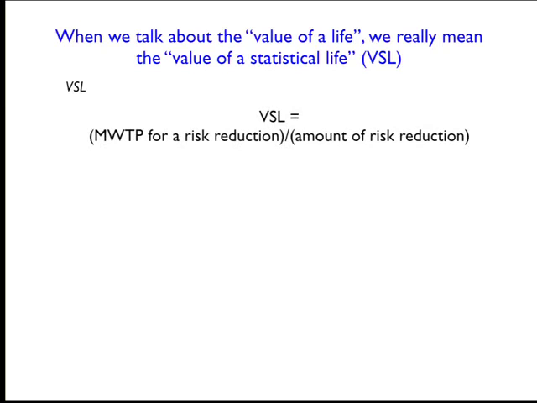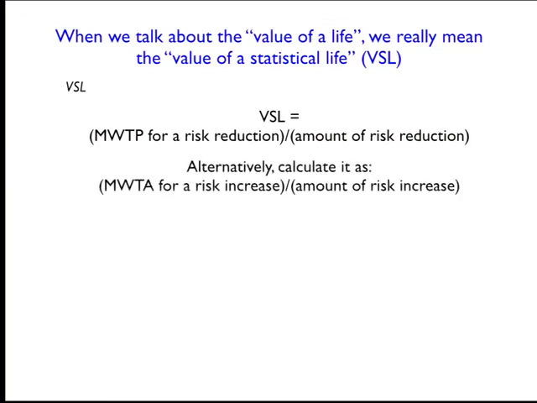So the way we calculate it is the marginal willingness to pay for a risk reduction divided by the amount of the risk reduction, or alternatively, the marginal willingness to accept for a risk increase divided by the amount of the risk increase. It's the same question of willingness to pay versus willingness to accept. If we're talking about a good that you don't currently have, then it's your willingness to pay for that good, so risk reduction is something that you like.